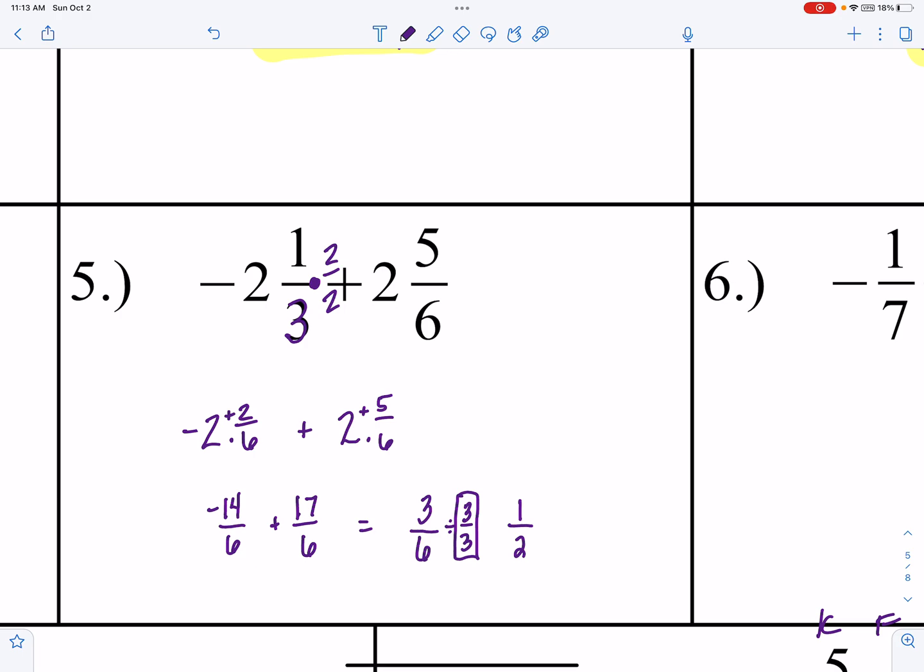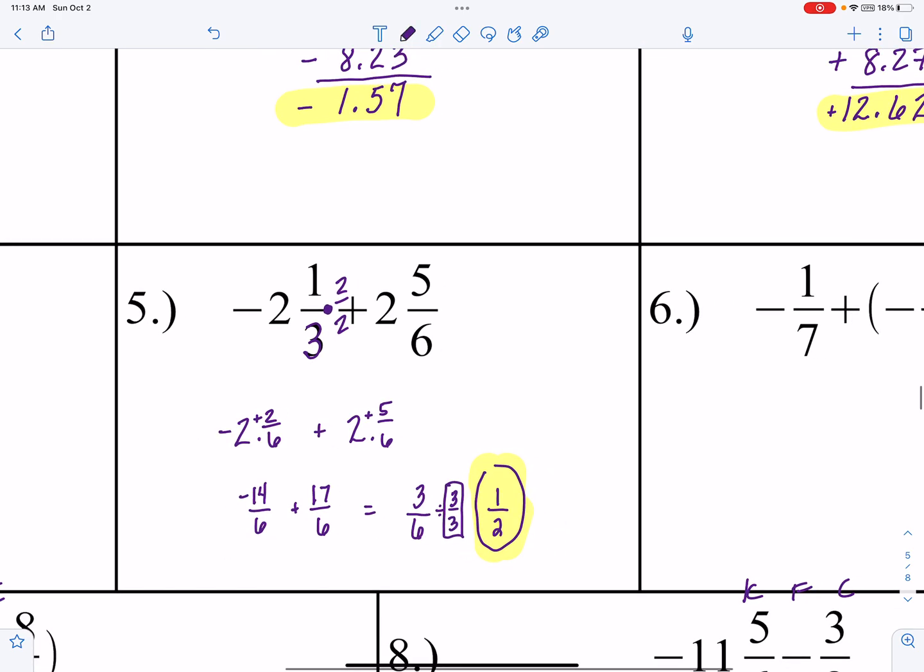Okay, and so here's my final answer. I'm going to go ahead and highlight that, and there we go. Okay, checking for reasonableness, I have my 2 1/3 plus a 2 5/6. Well, this is approximately 3.